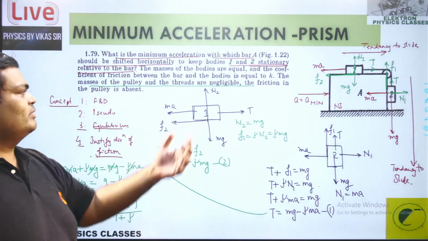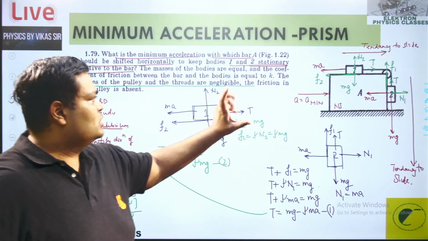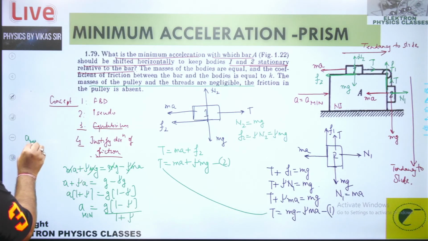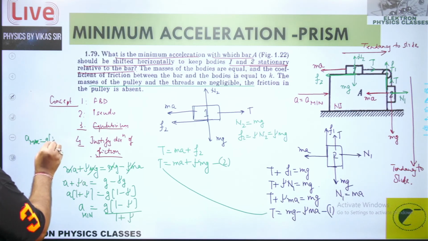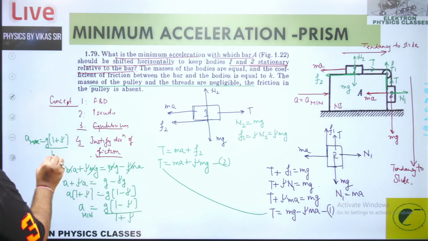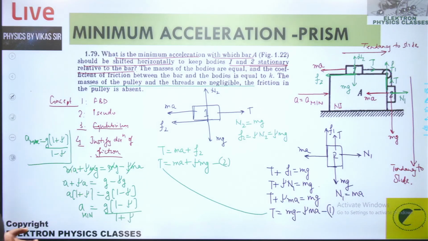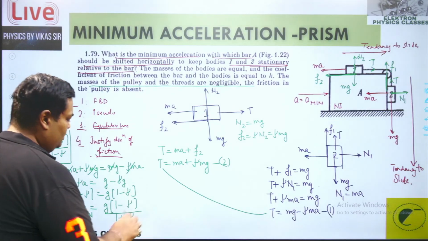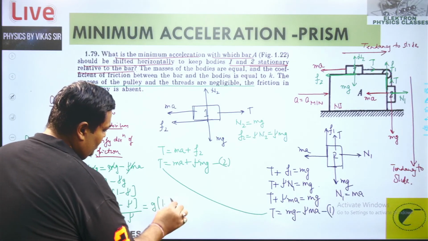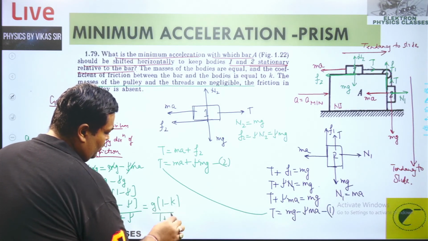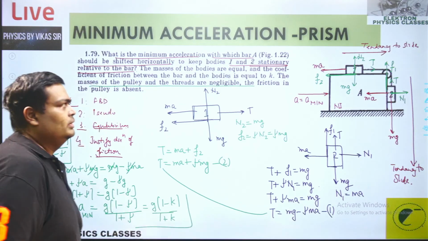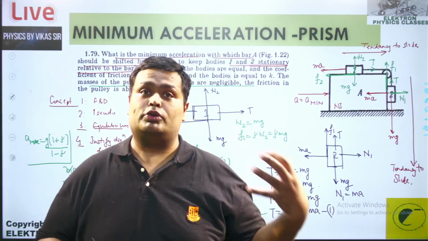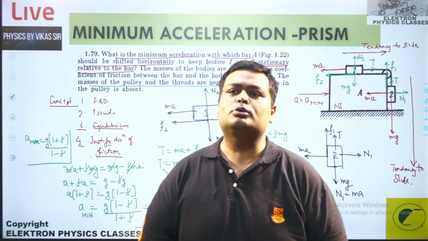And if the question would have been A maximum, the directions of friction will change, and this result for A maximum will turn out to be reversed as 1 plus mu upon 1 minus mu, because of the change in the directions of the friction. Right now the question is this only, and g into 1 minus K upon 1 plus K is the result. And so altogether we did a bunch of questions, but none of them seem to be out of our reach.